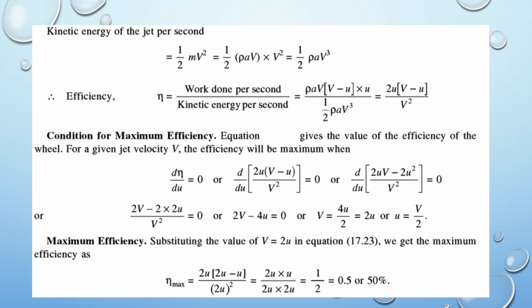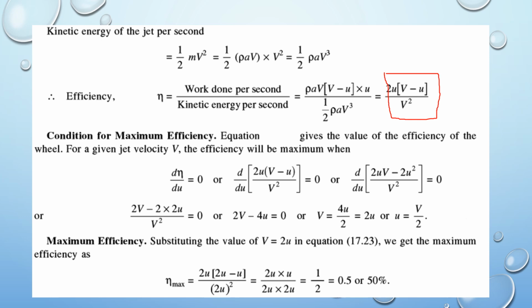And here again, to find out the efficiency, you will have the kinetic energy of the jet per second, half mv square. So substituting the values, you will have the final expression like 2u into (v minus u) by v square. So this expression is very important.